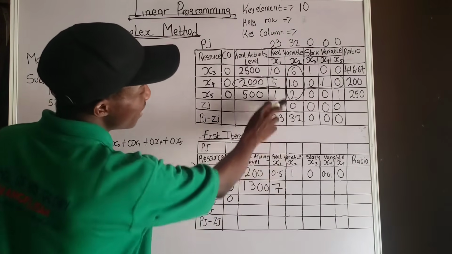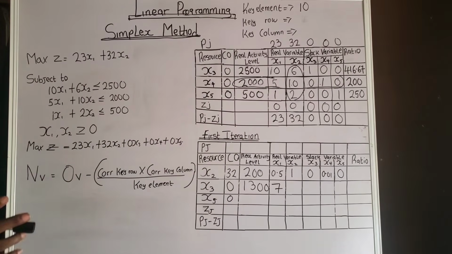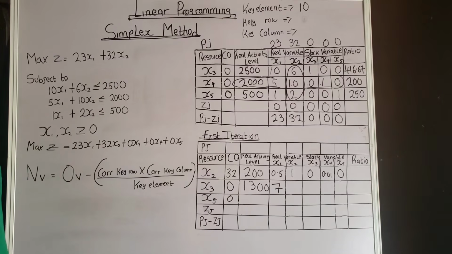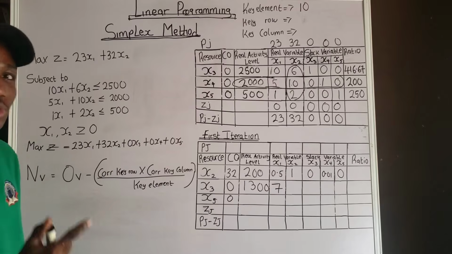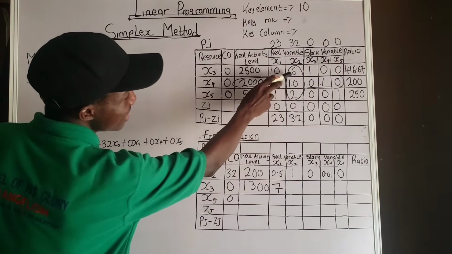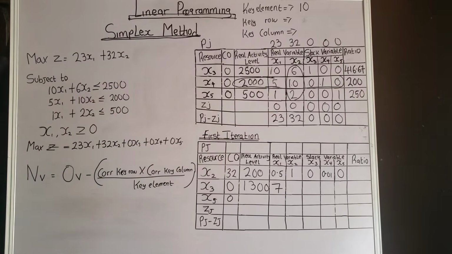Okay, let us get the new value of these cells. The old value is 6. However, I want to tell you that every element that is on top of our key element or below our key element is always 0. The new value of such element is always 0. If you want to check, I can check. Let's proceed. To get the new value of these cells, as you can see, 6 is above our key element, which is 10. Now let us try to get the new value. The value will be 0.